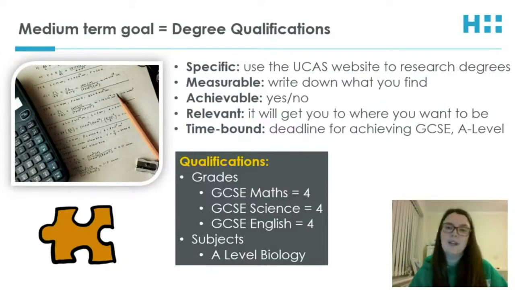So I'll write down what I found. I'll also tick it off my action points list, and that was completely achievable. Again, all I needed was to set a little bit of time aside, maybe an hour again, and I needed the internet. It's relevant because it means that I can plan how I'm going to get towards this big, crazy goal. And it's time bound. So the deadline for achieving these particular grades is either achieving my GCSEs or achieving my A-levels. And the time between now and then I have to work towards that goal.